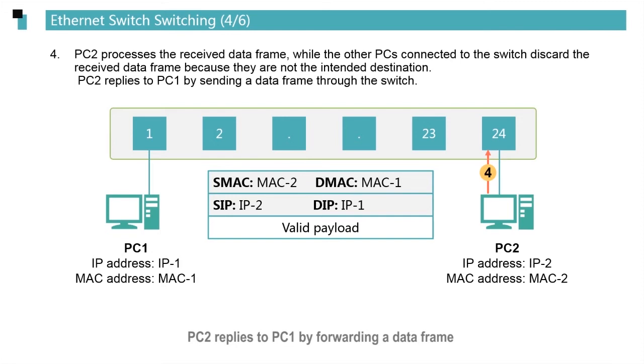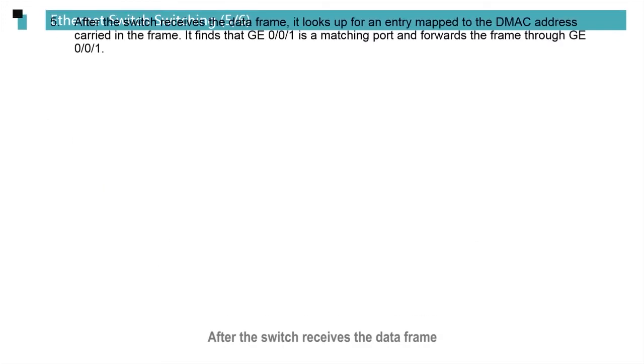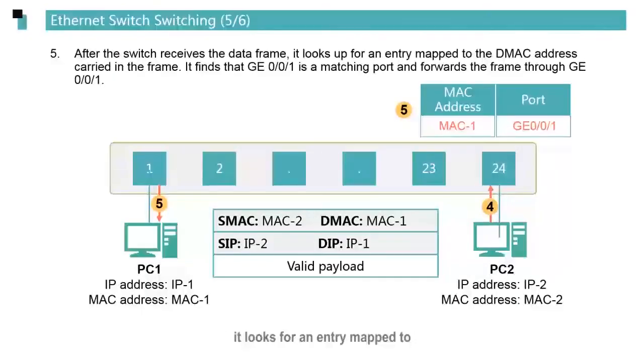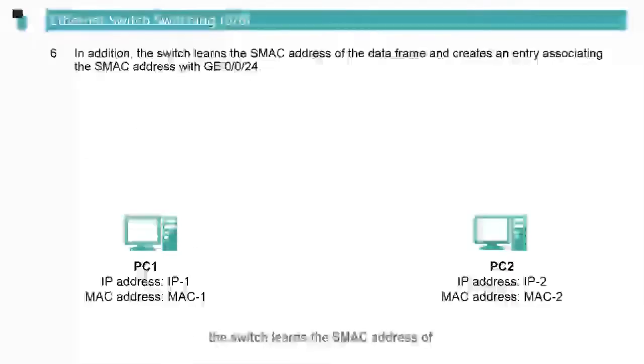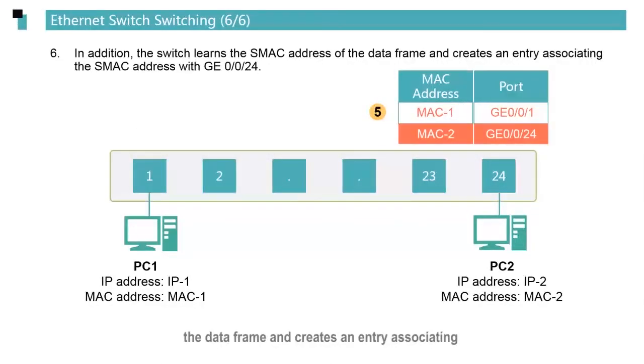PC2 replies to PC1 by forwarding a data frame through the switch. After the switch receives the data frame, it looks for an entry mapped to the DMAC address carried in the frame. It finds that GE001 is the matching port and forwards the frame through GE001. In addition, the switch learns the SMAC address of the data frame and creates an entry associating the SMAC address with GE0024.